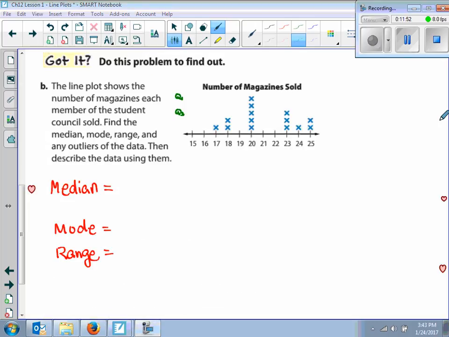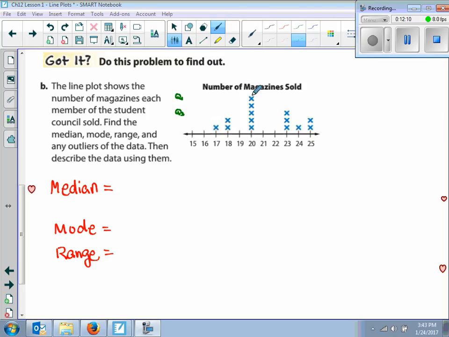So here we're going to do this example together. The line plot shows the number of magazines each member of the student council sold. Find the median, the mode, the range, and any outliers of the data. Then describe the data using them. Okay? So the first thing we want to do is find the median.